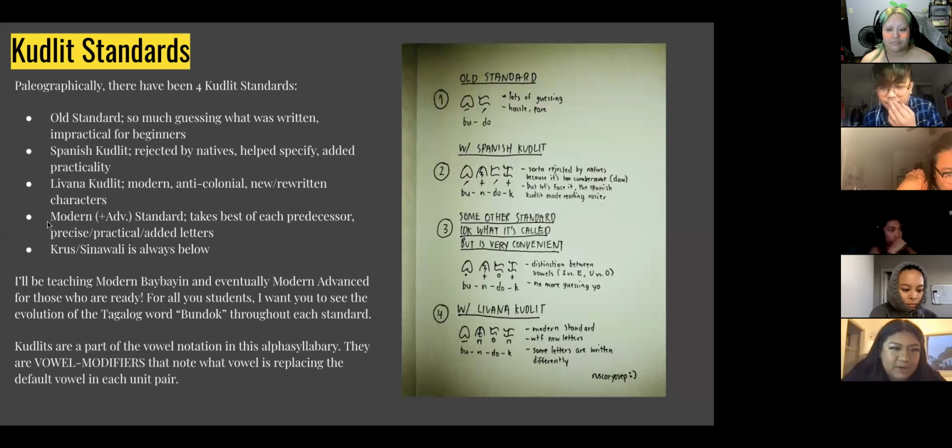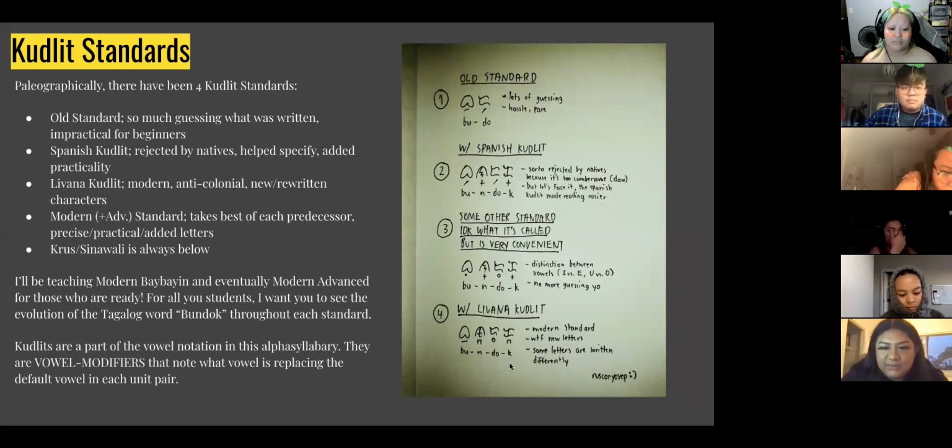And then we have modern and advanced standard. It kind of takes, oh, I read the wrong one, sorry. You have the Livana kudlit, which is a bit more modern, has roots in anti-colonialism, and it has some new and rewritten letters, but you don't have to really look into that one so far.